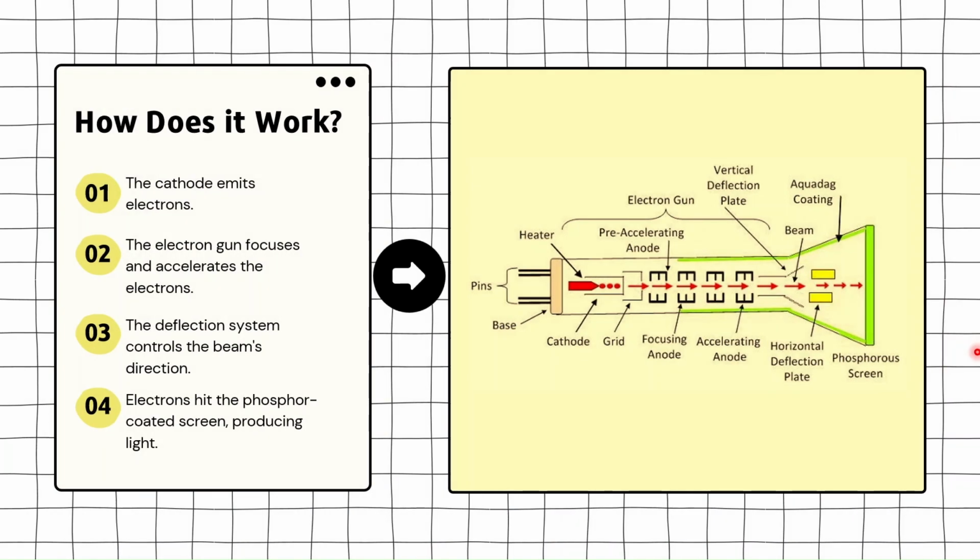Now let's see how a cathode ray tube works. First, the cathode heats up and then releases electrons, a process called thermionic emission. These electrons are then accelerated and focused into a beam by the electron gun. The deflecting system uses electric or magnetic fields to direct this beam to a specific point on the screen. When the electrons strike the phosphorus coating, which is the fluorescent screen, they emit light, forming images. Here you can see the cathode where the electron beams are emitted, and it is through this beam that it gets hit on this phosphorus screen.